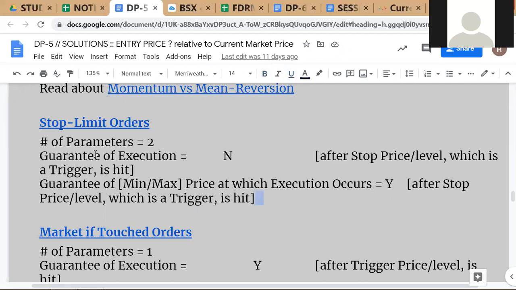So stop limit orders, I want to just make sure you guys understand a stop limit order is a little bit different from a pure stop order. In the case of a stop limit order, you would have a stop level, you would have two parameters. That's why it says two parameters, okay? So you have a stop level, okay? So let's take this example.